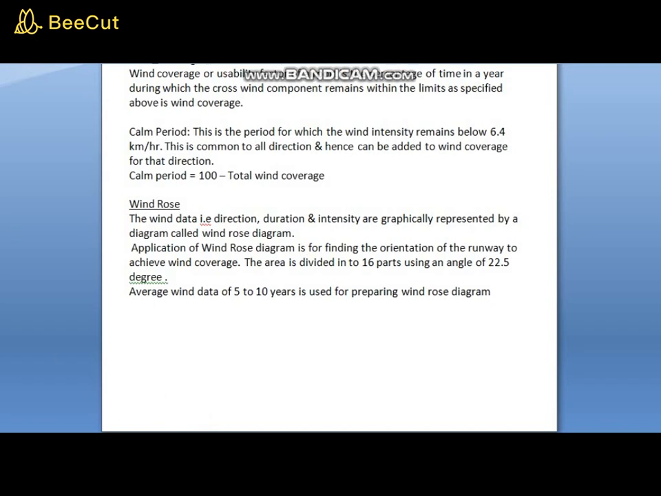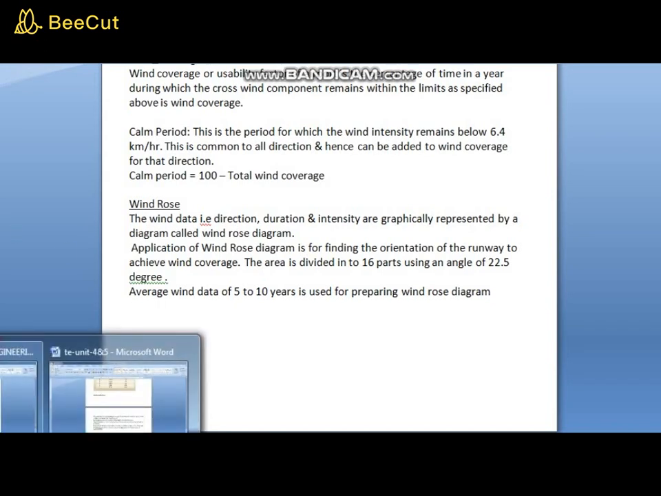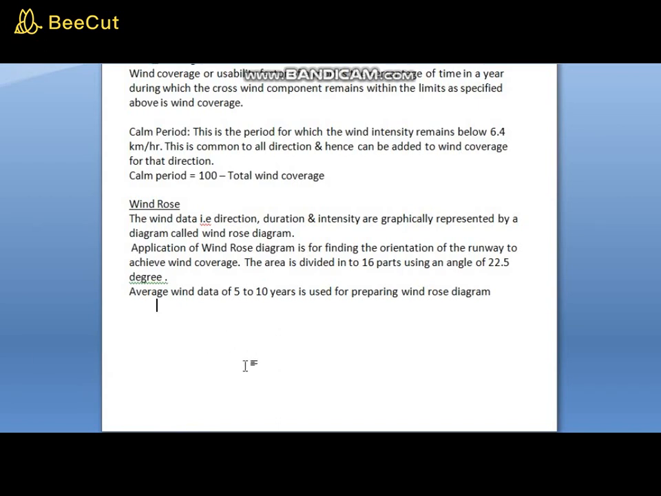What is windrows? The wind data, direction, duration and intensity are graphically represented by a diagram called the windrows diagram. Its application is for finding the orientation of the runway to achieve wind coverage. The area is divided into 16 parts using an angle of 22.5 degrees. Average wind data of 5 to 10 years is used for preparing the windrows diagram.